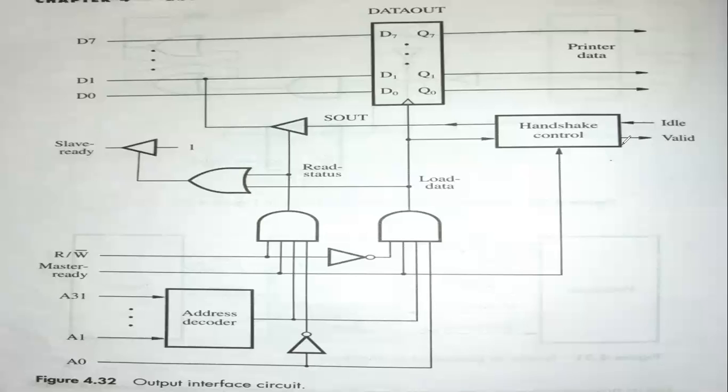Valid is generated when handing over the information to the printer. If the printer is ready to print the content, it generates a signal called idle. That also is collected by this controller, and because of that, we generate the S out signal.